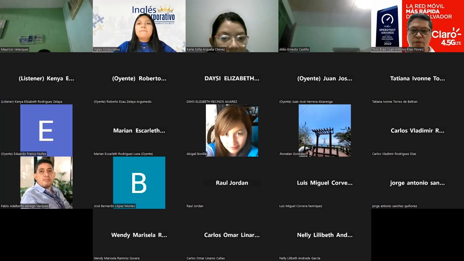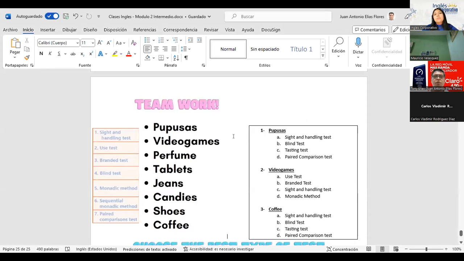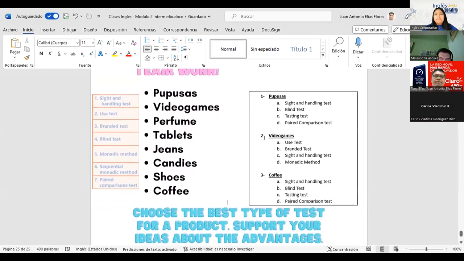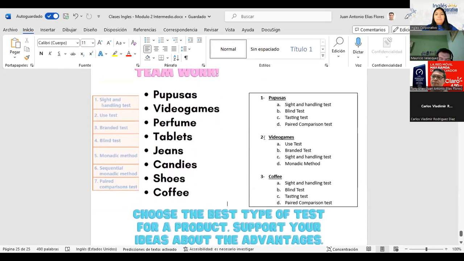Okay, I'm going to share my screen. I'm going to talk about the pupusas, Carla, the video games, and Attilio, the coffee. We choose these three products because I like it. Carla likes video games too much. For me, the official plate of El Salvador, pupusas, and Attilio is addicted to the coffee.